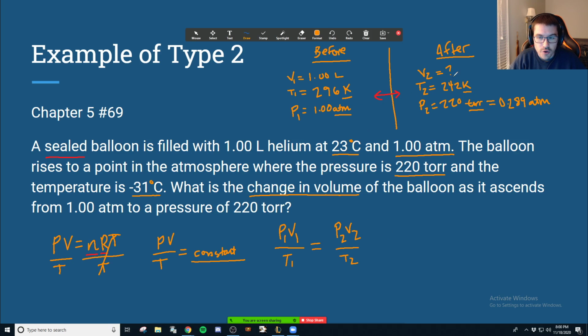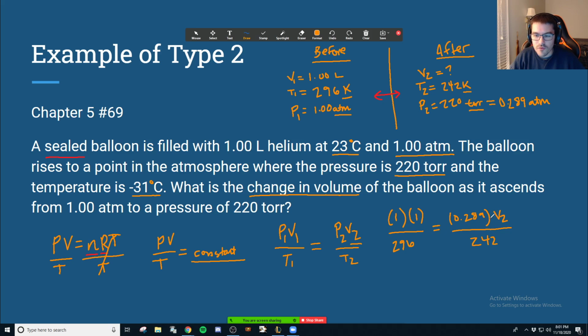So what you can do then is plug in all of your values here. You have all of these things. You're only missing one value. So let's do it. P1, I'm not going to write my units here because I want to save my hand a little bit. It's kind of hard to write with the mouse on this thing. So this is 1 atmosphere times 1 liter, divided by 296. This is equal to my new pressure, P2, 0.289 times V2, that's what I don't know, divided by 242 Kelvin.